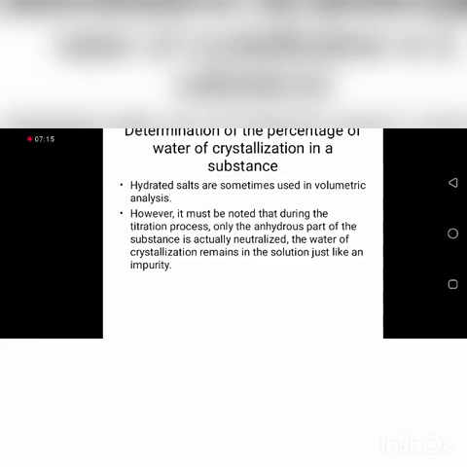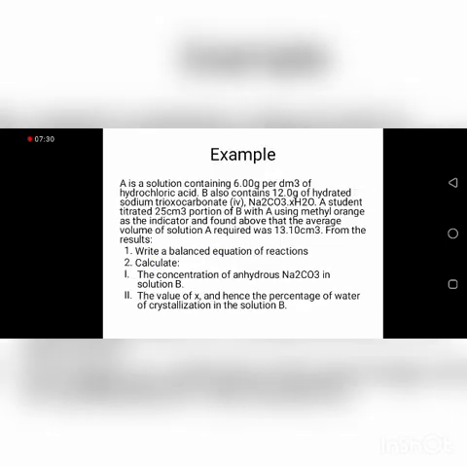Like in the impurity reaction, we consider that it's only the pure substance that is reacting. Okay, so put that at the back of your mind when you are calculating. It's only the anhydrous salt, the one that doesn't contain water of crystallization, that is reacting. So let's say a typical example here. A is a solution containing 6 grams per dm3 of hydrochloric acid. So they are giving you the concentration of hydrochloric acid here, but you are being given it in 6 grams per dm3.